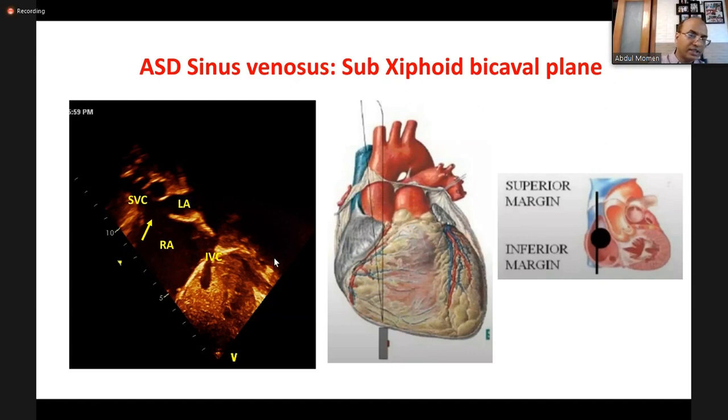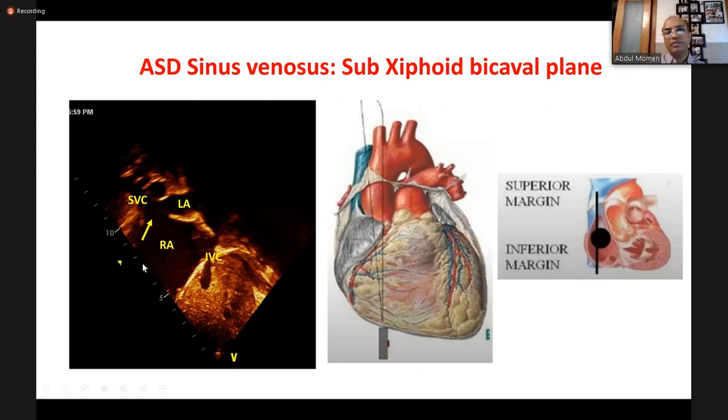This is the LA. This is the ASD defect. Here the IVC rim is adequate. The SVC rim is a bit deficient. So this is very difficult in adults. Further assessment of ASD in adults usually needs transesophageal echocardiogram.